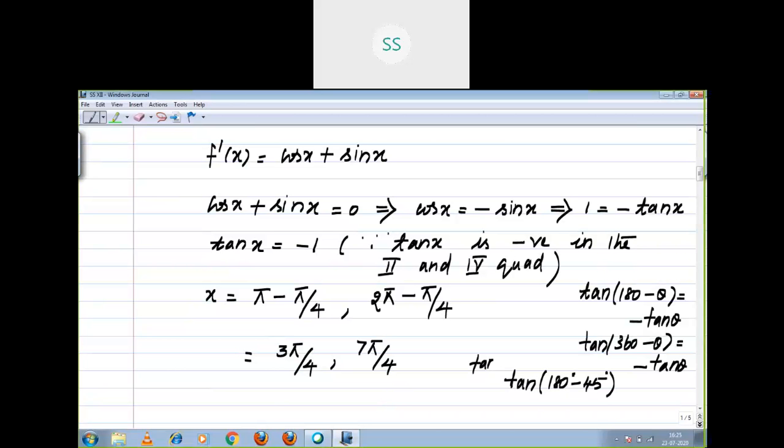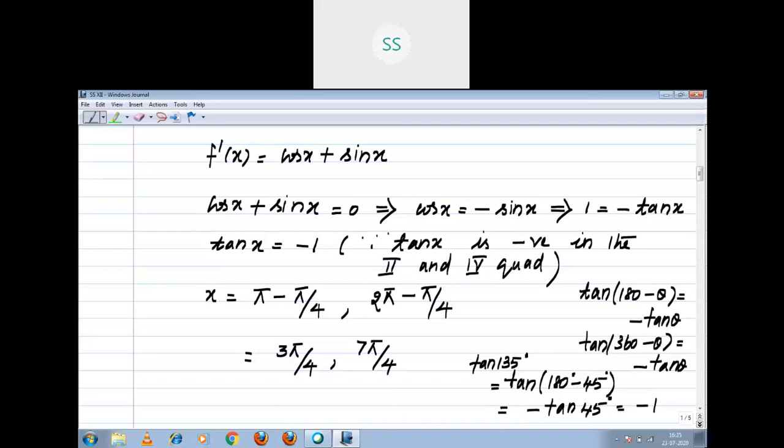Tan 135 degree. For your understanding purpose only I am writing. You don't want to write it in the exam. Which is equal to minus tan 45 degree, which is equal to minus 1. Now you understood, right? Tan x equal to minus 1. That is equal to 3 pi by 4 and 7 pi by 4.